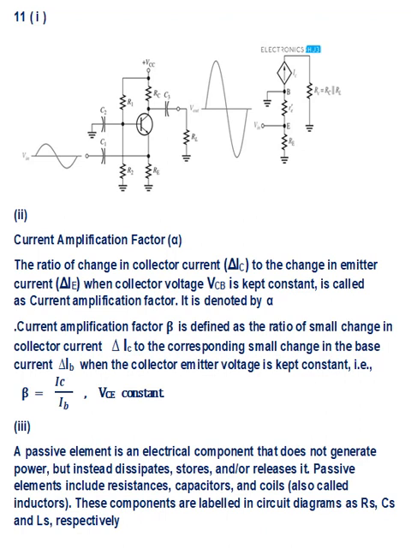Question 11, Part 1. Diagram of common base amplifier is given. Part 2. Definitions of current amplification factors alpha and beta are given. Part 3. Names of passive circuit elements are given.